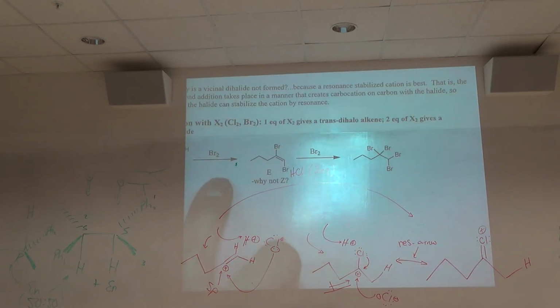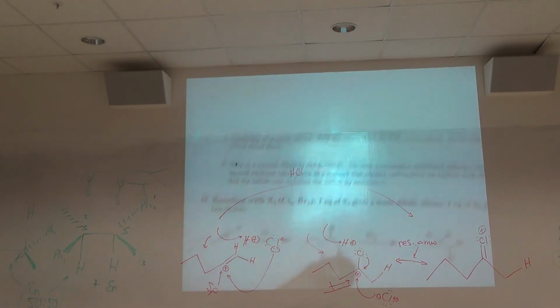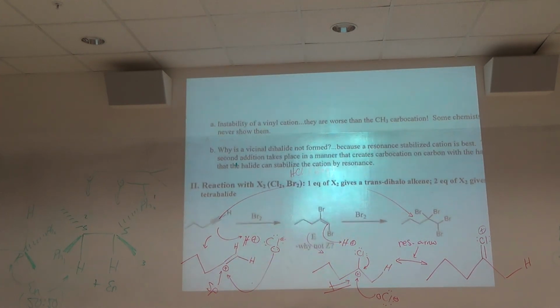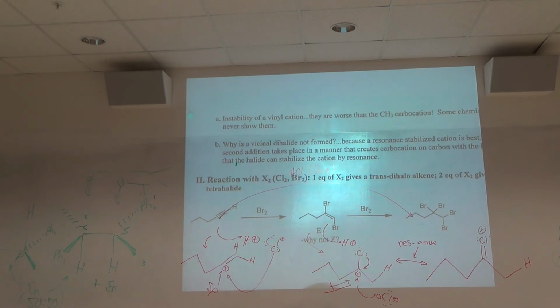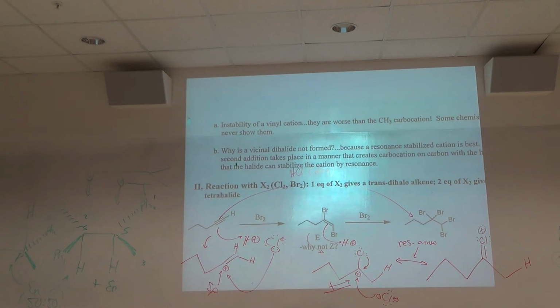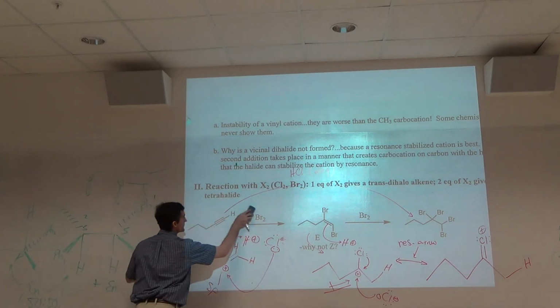Okay, let's look down here. Reaction with X2, like bromine. Usually chlorine, bromine. Iodine works sometimes. Chlorine's a bit too dangerous.